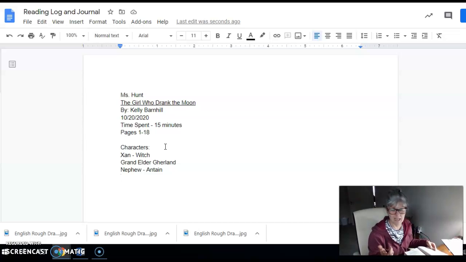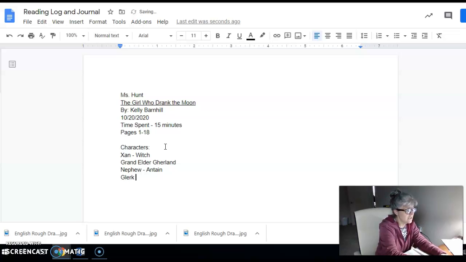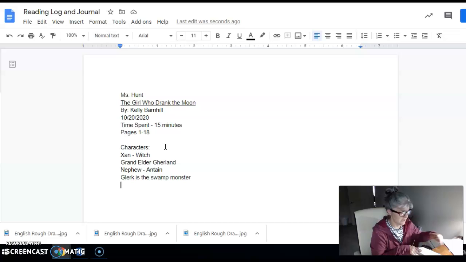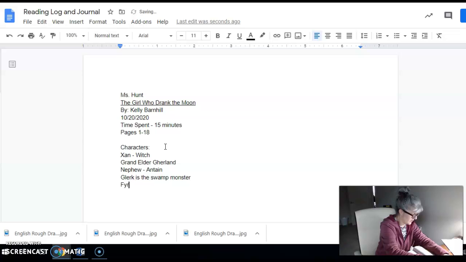it talked about the character Zan, which is the witch. She was talking to Glurk. Isn't that a funny name? Glurk is the swamp monster, and I am going to put swamp monster so I don't forget that. She was talking to Glurk about Fyrian, and I'm going to have to copy that straight from my book because it's spelled kind of crazy. Fyrian is a dragon, which I am pretty fascinated to find out more about.